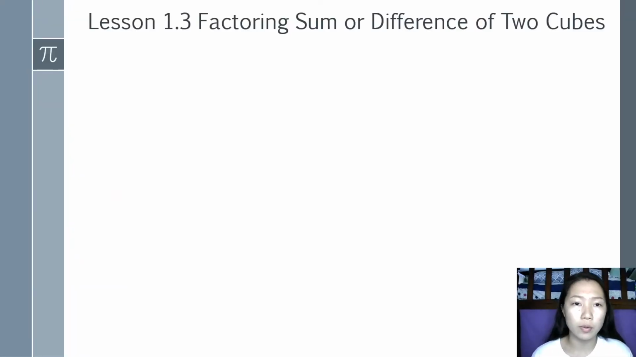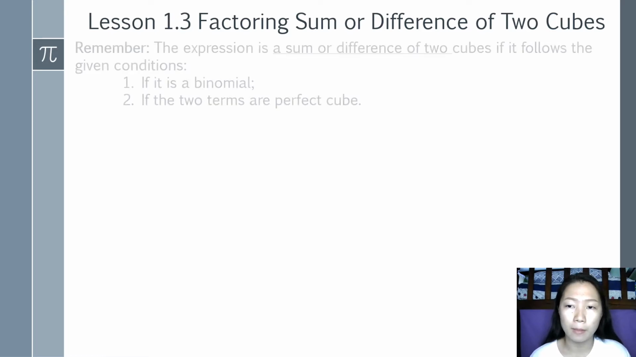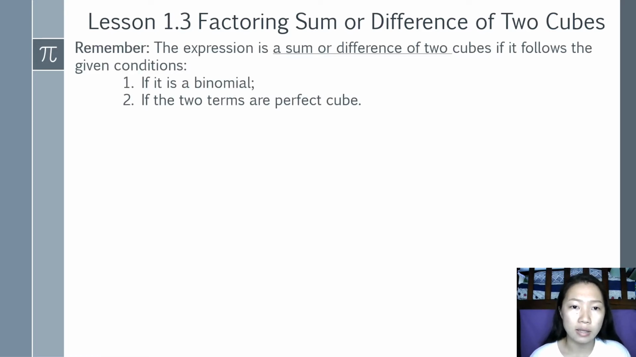Okay, lesson 1.3, factoring sum or difference of two cubes. Remember, the expression is a sum or difference of two cubes if it follows the given conditions. Ganun din sa sum and difference of two squares, may dalawang condition din. 1, if it is a binomial. 2, if the two terms are perfect cube.